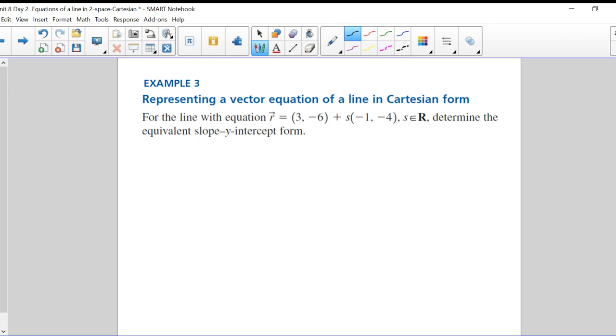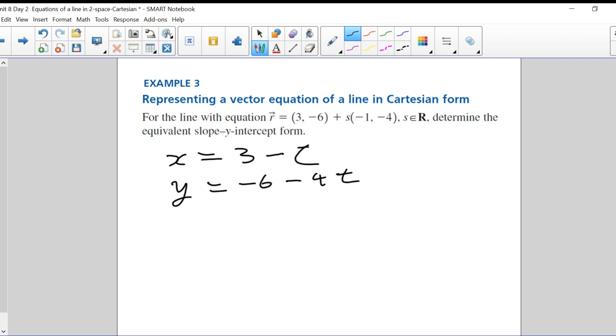So here's what I'm going to do first. I'm going to go both ways for this, to show you that you can do it the way we just did it before. Then you can also use that shortcut that I just spoke about a while ago. So going the long way first, we'd have that x is equal to 3 minus t, and y is equal to minus 6 minus 4t.